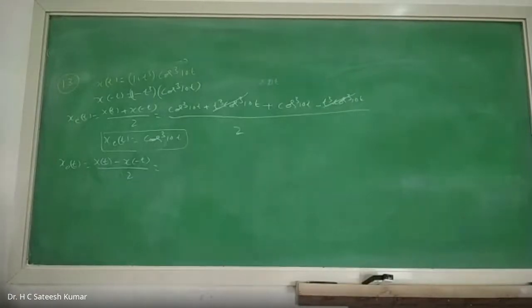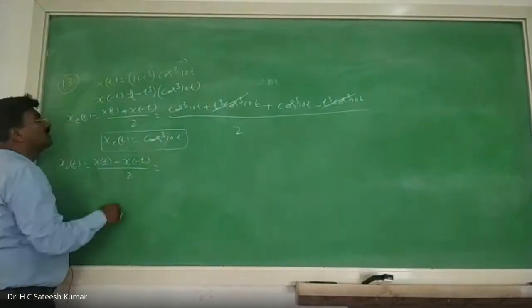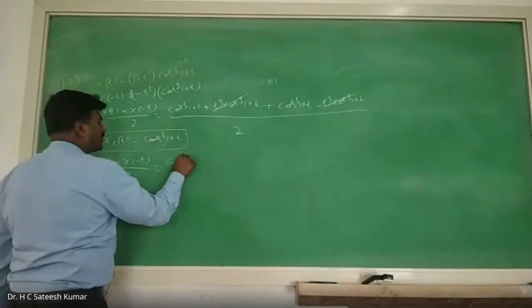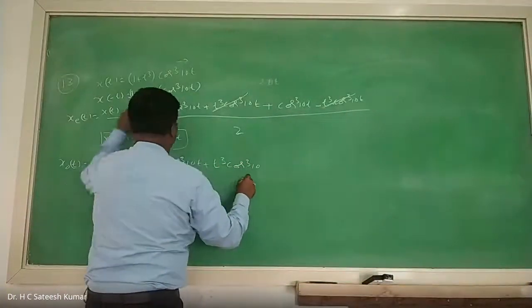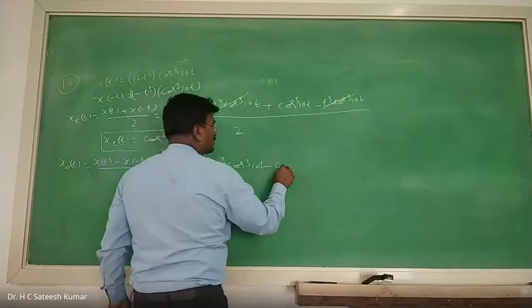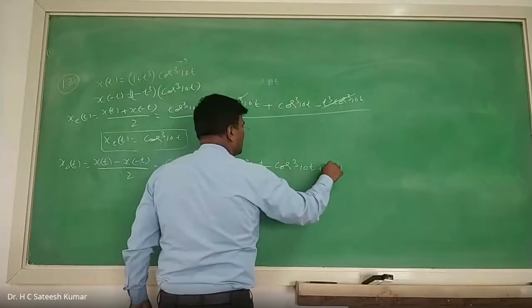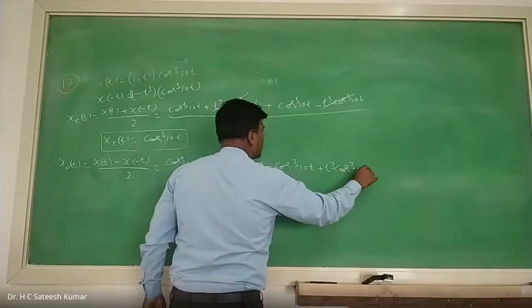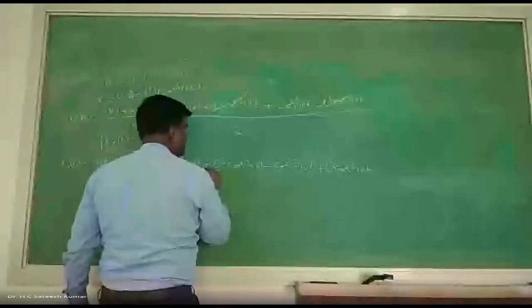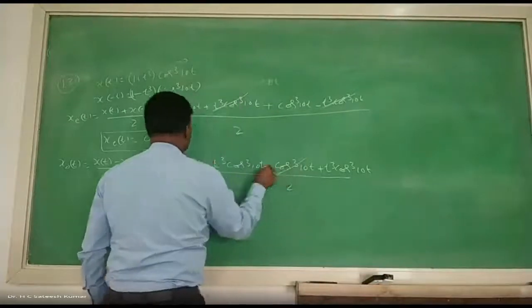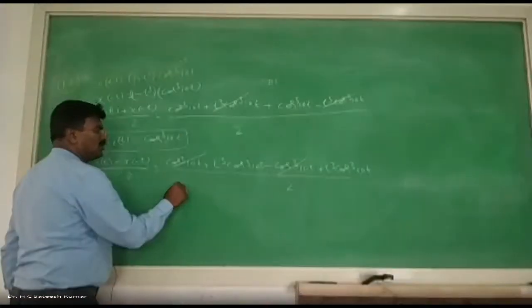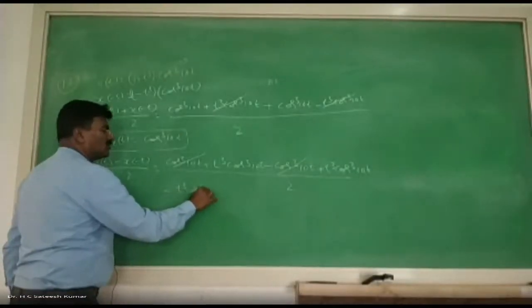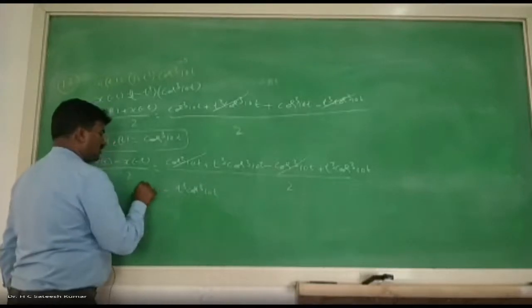Okay, right. So what we have is x of t minus x of minus t divided by 2. Subtract. What will you get? Cos cube 10t plus t cube cos cube 10t, minus of this one is what? Minus cos cube 10t plus t cube cos cube 10t, divided by 2. And what we have is cos cube 10t gets cancelled. 2 t cube cos cube 10t divided by 2, therefore t cube cos cube 10t is the answer. That is your xo of t.